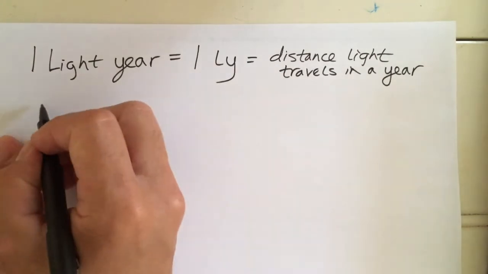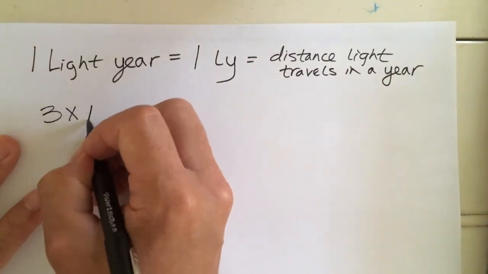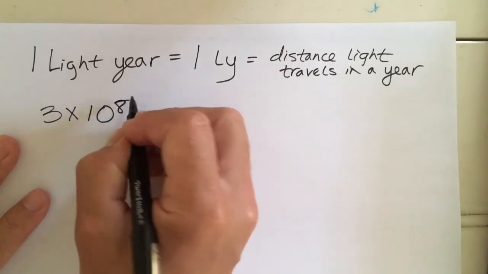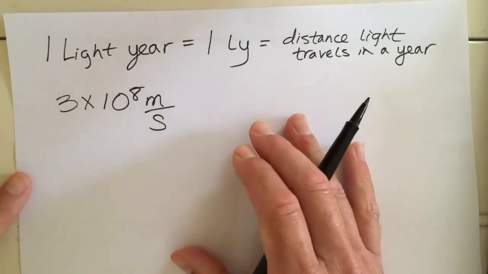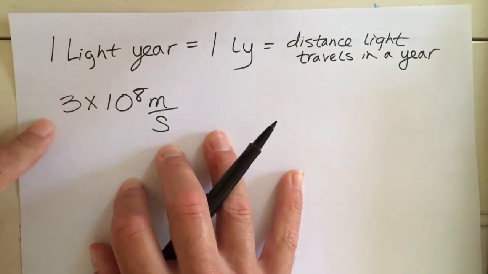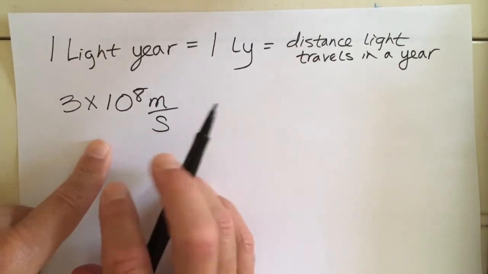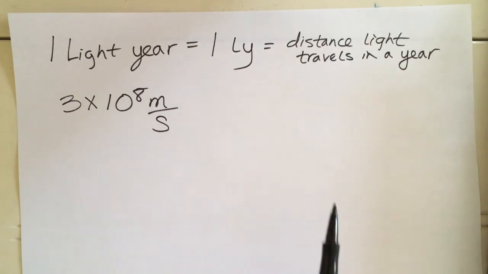Another thing about light is we know it travels at the speed in a vacuum of 3 times 10 to the 8th meters per second. And nothing can go faster than that speed that we know of. You can go slower than it. Light does slow down when it goes through mediums. But in a vacuum, like outer space, light travels 3 times 10 to the 8th meters per second.